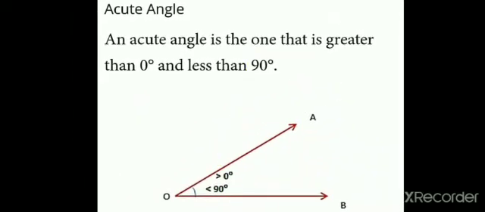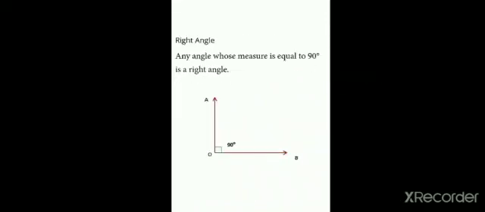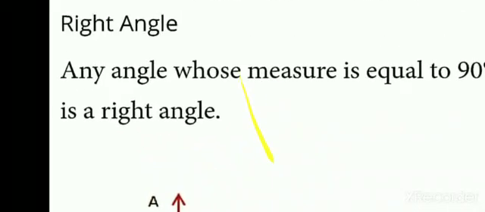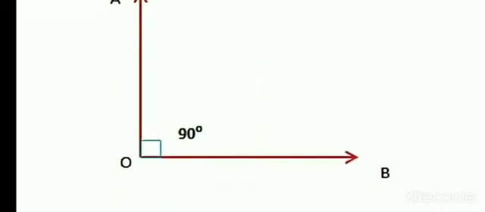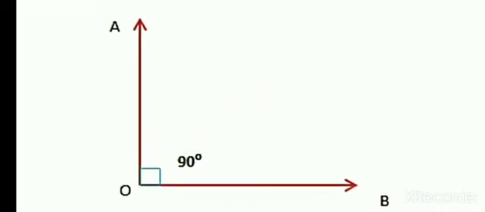Acute angle. An acute angle is one that is greater than 0 and less than 90 degrees. Here you can see the angle is greater than 0 and less than 90 degrees. Right angle. An angle whose measure is equal to 90 degrees is called a right angle. Here you can see the angle whose measure is equal to 90 degrees is a right angle.